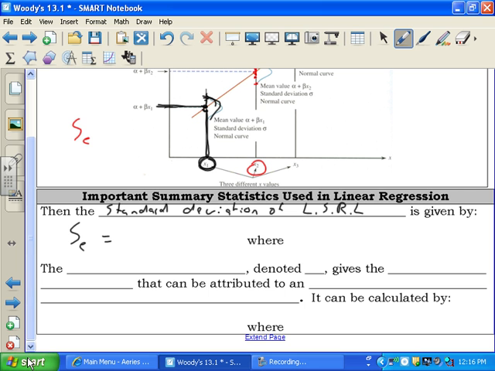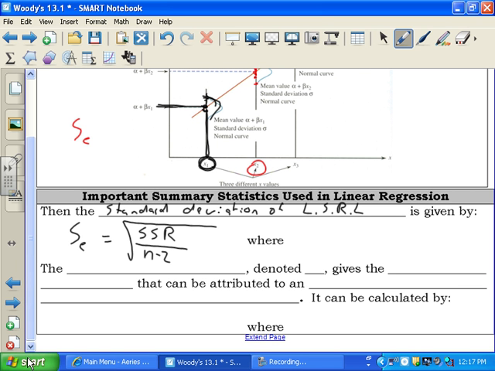And we calculate that by finding the sum of the squares of the residuals. And notice we're talking about deviations. That is how far our actual data pieces are from our predicted data pieces. The sum of the squares of the residuals over n minus 2. Notice that that is very similar to a standard deviation. Almost like it is a standard deviation. And it is.